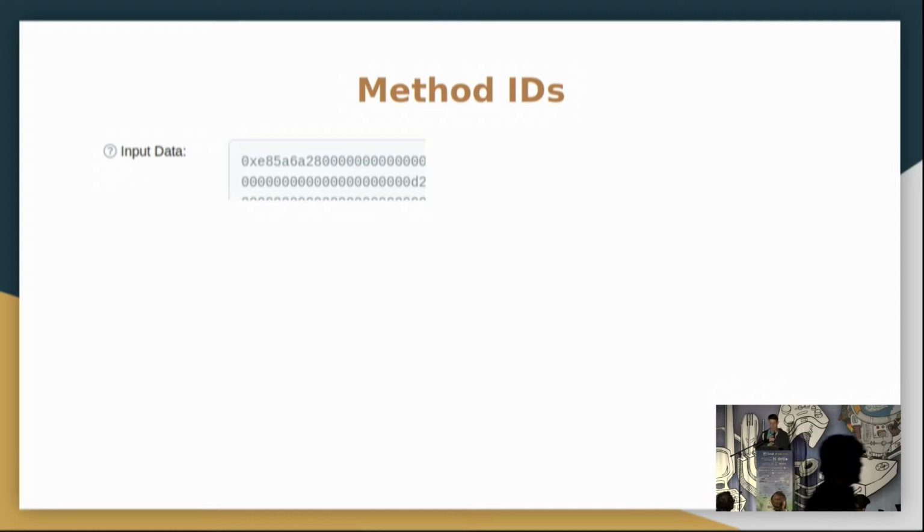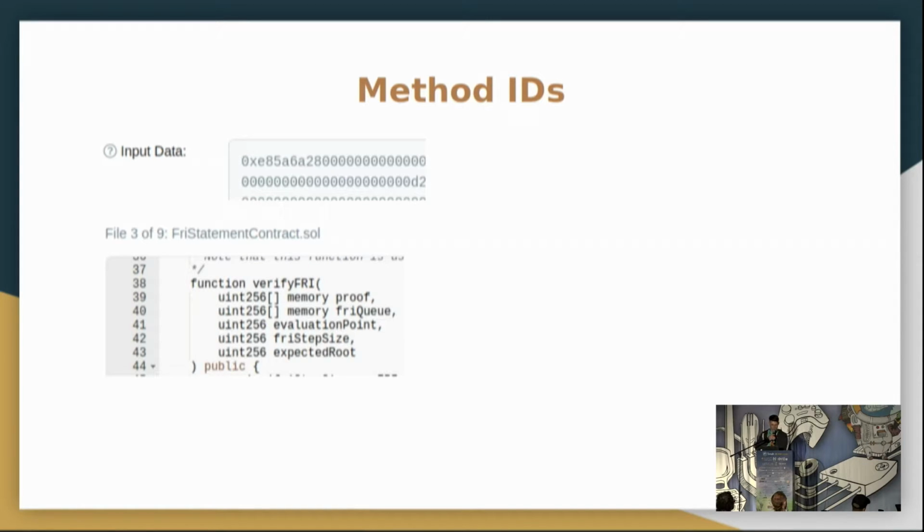What's a method ID? The method ID is the first 4 bytes of input data that's put in for a function or a trace, for transactions or traces.